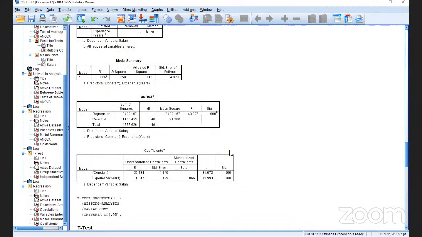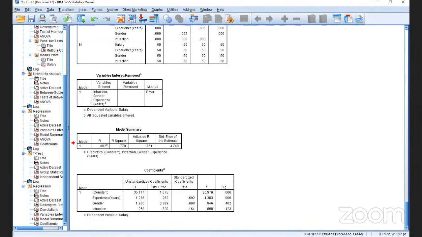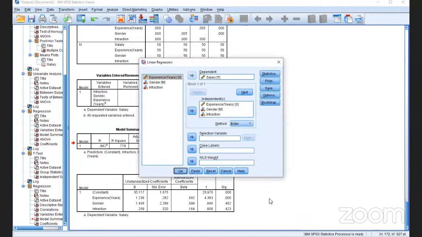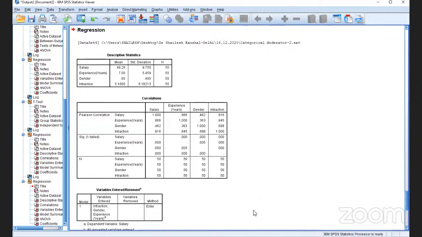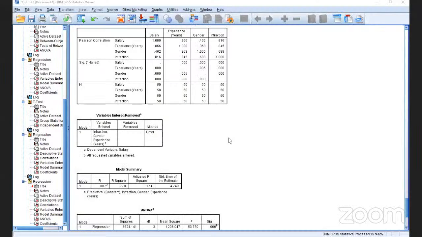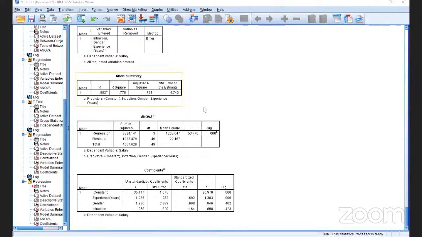I am repeating again, actually it was misplaced. So the output, the categorical moderation, Analyze, Regression. Now this is my output. I am again showing the output. So in this output, the ANOVA table tells us whether there is a significant difference or not, whatever independent variables we are taking in our study.